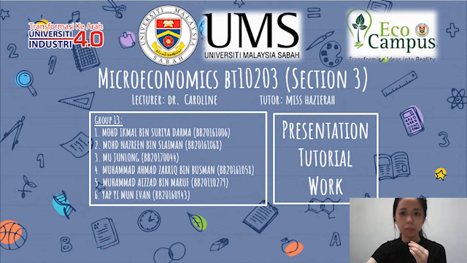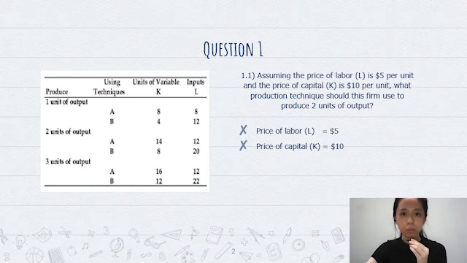Now I will present the tutorial work for question 1. Question 1.1. Assuming the price of labor L is $5 per unit and the price of capital K is $10 per unit, what production technique should this firm use to produce 2 units of output? We label the price of labor L as $5 and the price of capital K as $10.